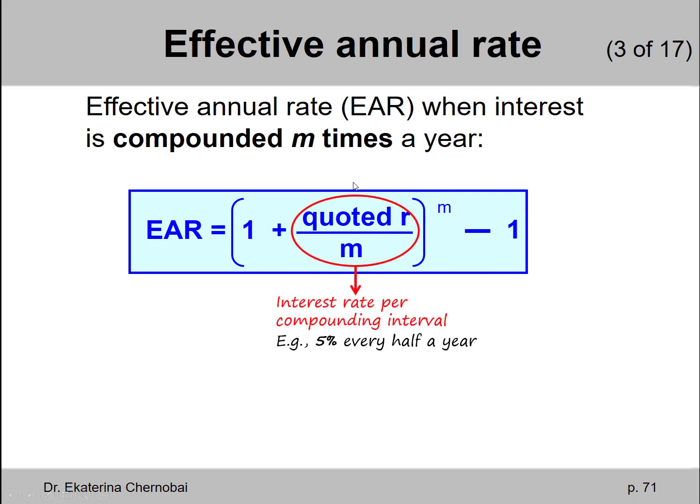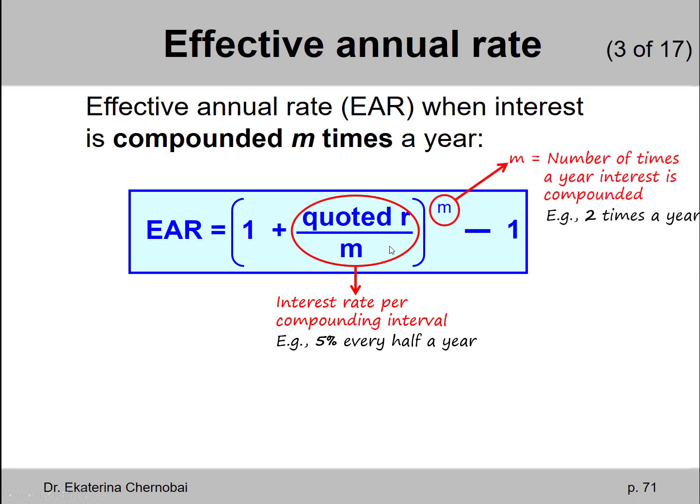So the fraction inside the parenthesis, which is the quoted interest rate per year divided by m times per year, is nothing but the interest rate per compounding interval. In our example with a 10% annual quoted rate and semi-annual compounding, we earn half of the annual rate after the first half a year, which is 5%. Then m is how many times interest is earned or compounded within a year. In our example with semi-annual compounding, it's twice a year.